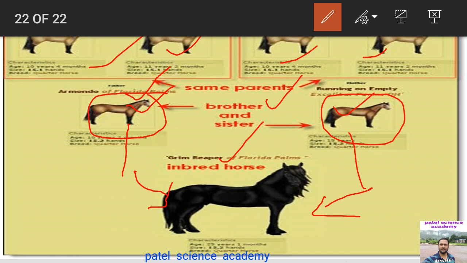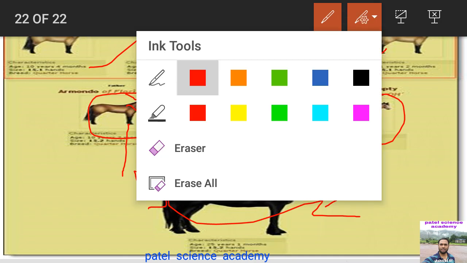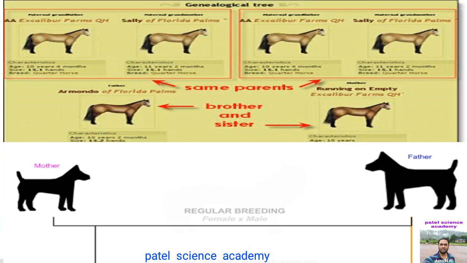This is done about 4 to 6 times, and the superior male and superior female are evaluated and then mated for about 4 to 6 times. Then we get this inbred horse which has the superior quality. This is about inbreeding.